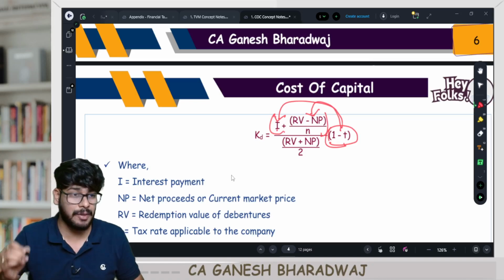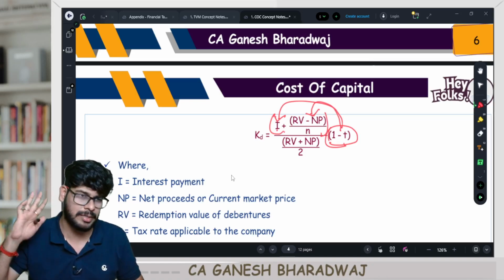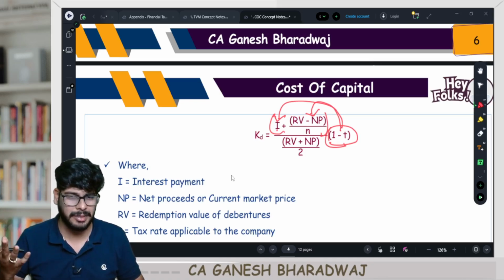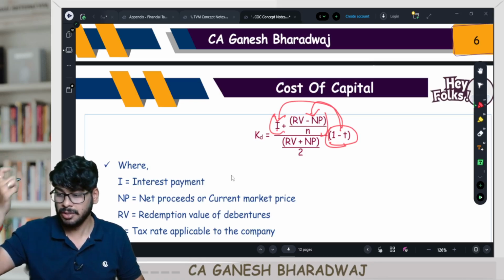There is not a single question like this, but this formula is there in your study material, hence I've included it. But this is only for theoretical purpose. In case the institute suddenly asks, we should know.